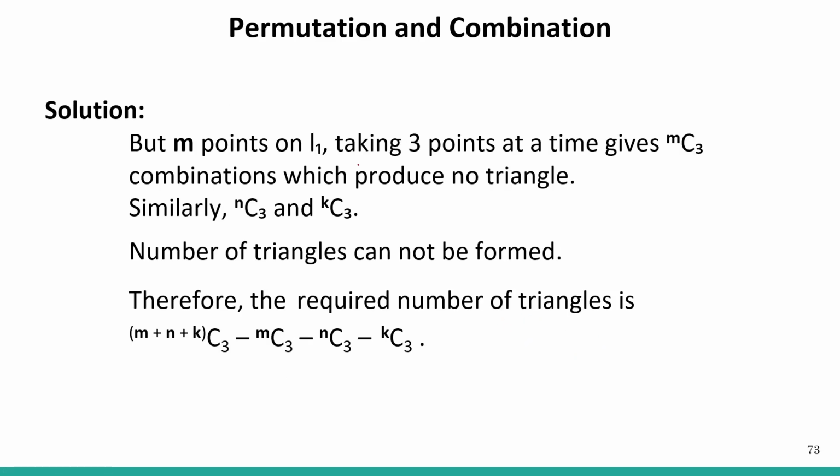So m points on L1 taken 3 at a time gives mC3, and similarly nC3 and kC3 for the other lines. So these numbers of triangles cannot be formed. Therefore the required number of triangles is this much minus this much minus this much minus this much.